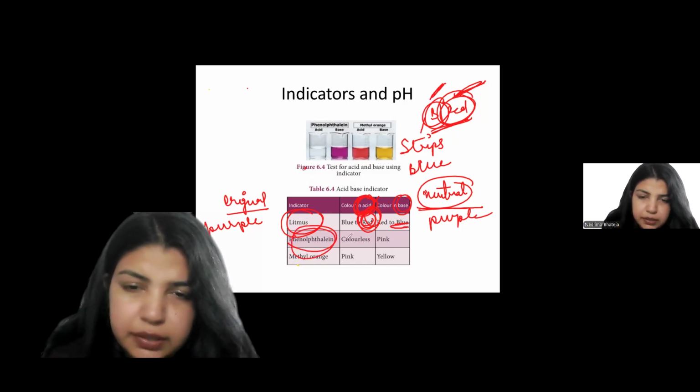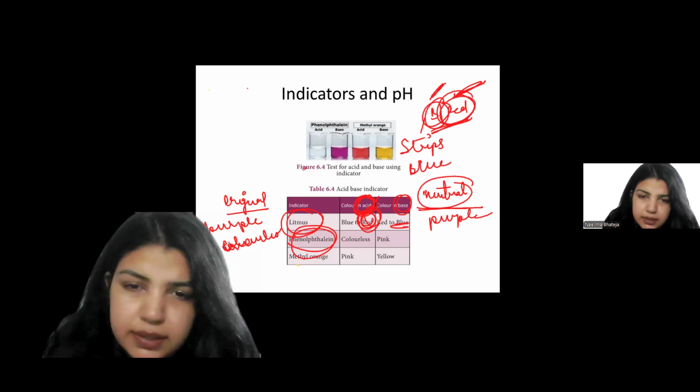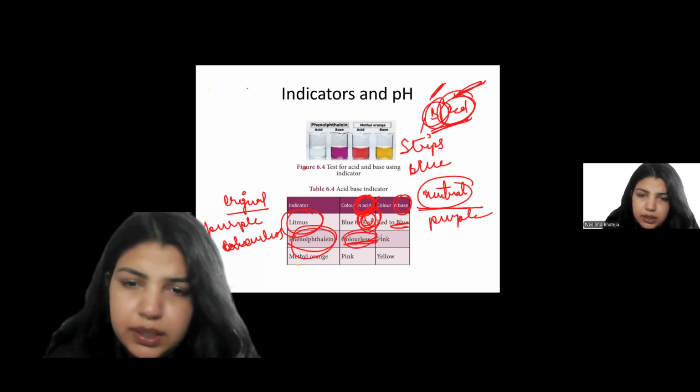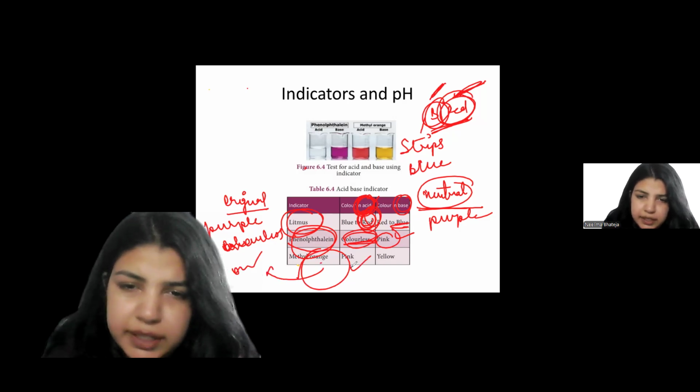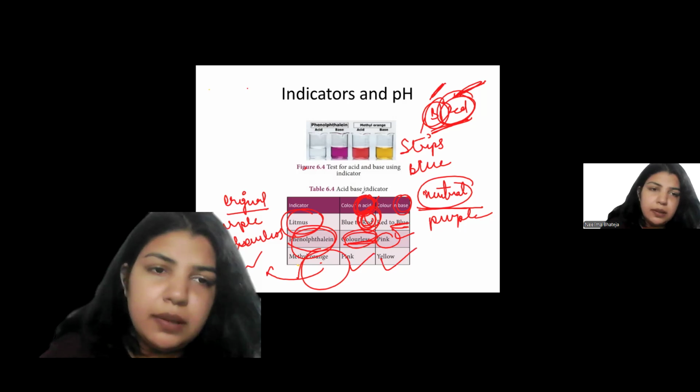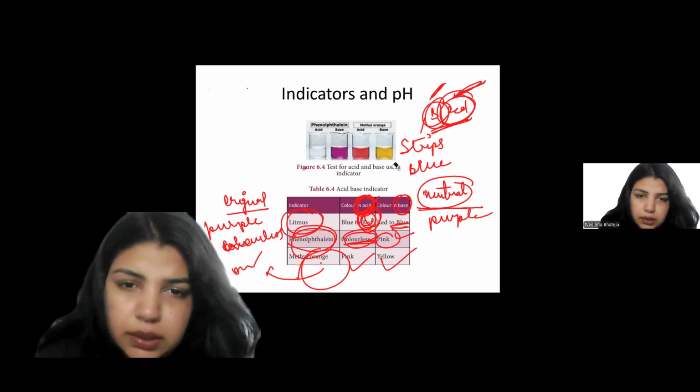Next is phenolphthalein. Its original color is colorless. In acid it is also colorless, but in base it will be pink. Same with methyl orange. Methyl orange is orange in color. It is pink in acid and yellow when it comes in contact with a base.